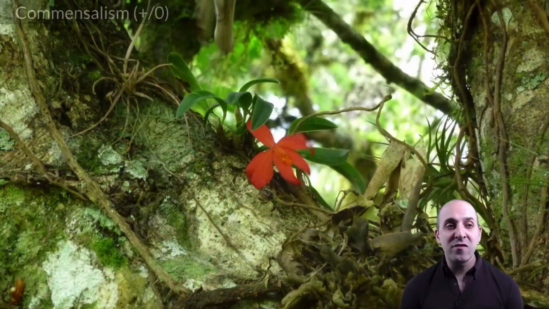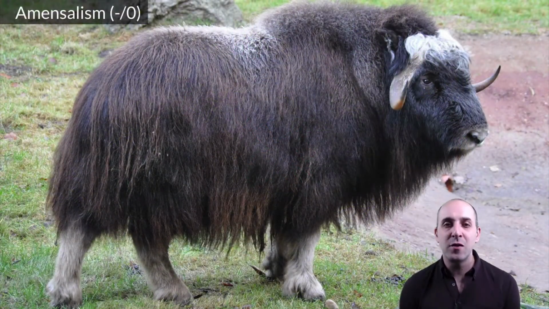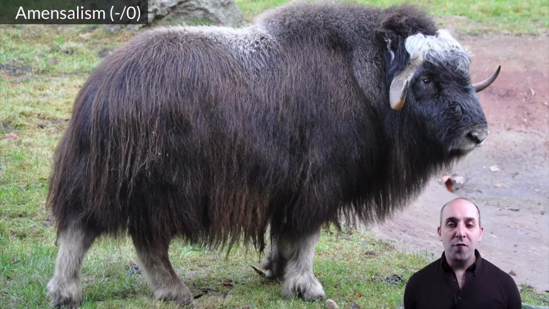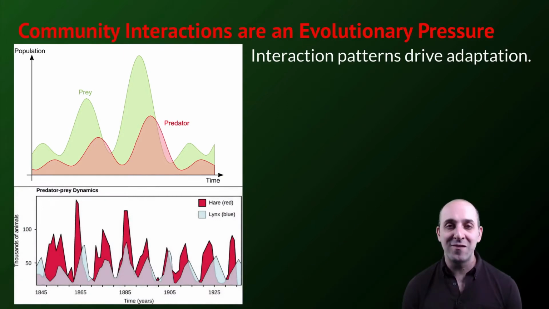Relationships can be commensal, like this epiphytic orchid growing on a tree that is not affected at all, or they can be amensal, such as the bison who is not affected as it stomps on the grass and negatively affects the grass in this relationship. These are the major types of community interactions that we see at the level of two different populations interacting. And it's important to understand that community interactions are a major evolutionary pressure. The patterns that we see in interactions drive the adaptations that we see among the populations in a particular community.